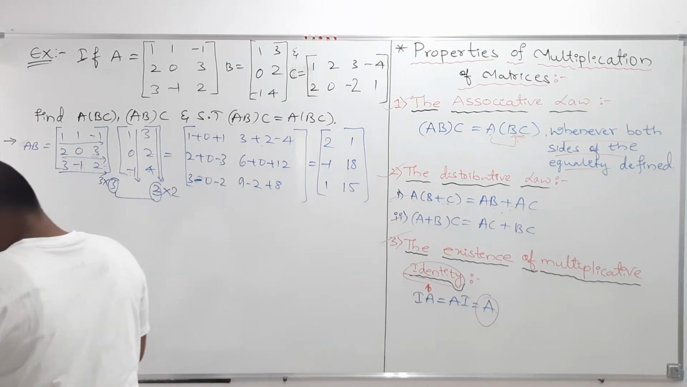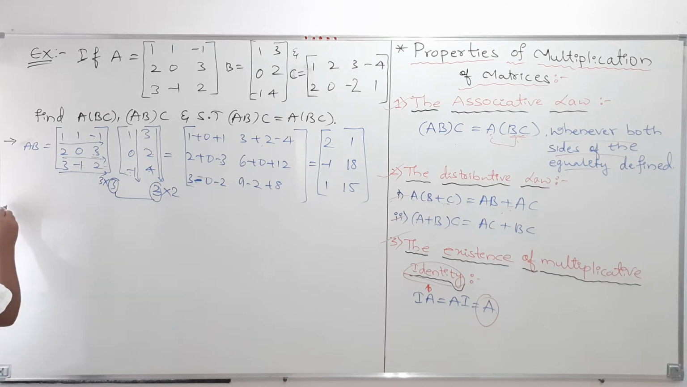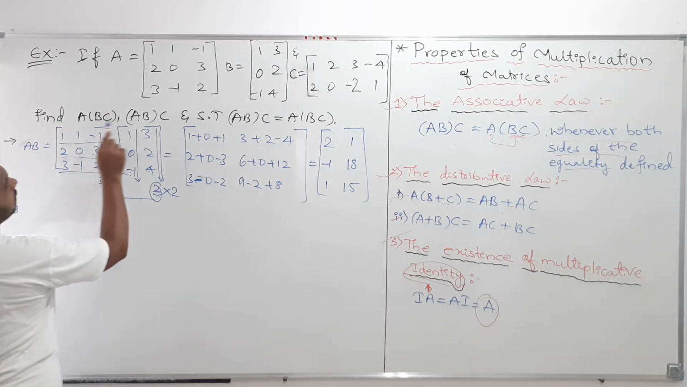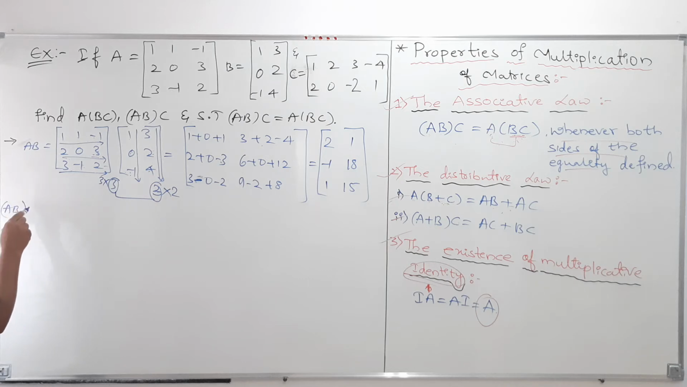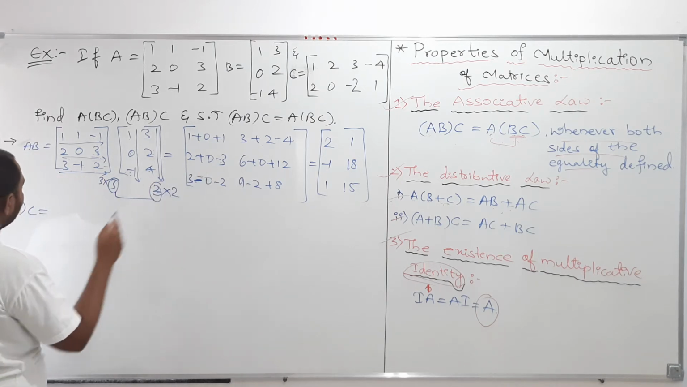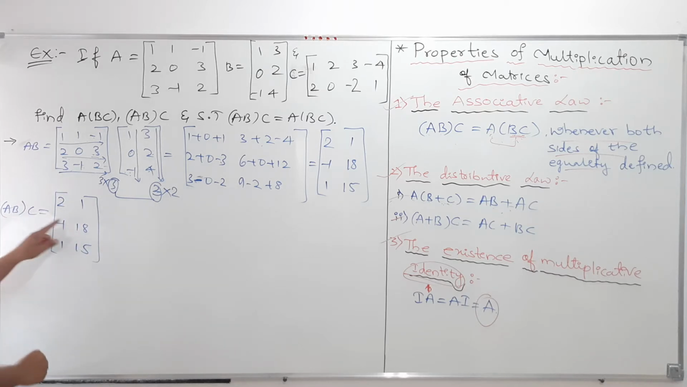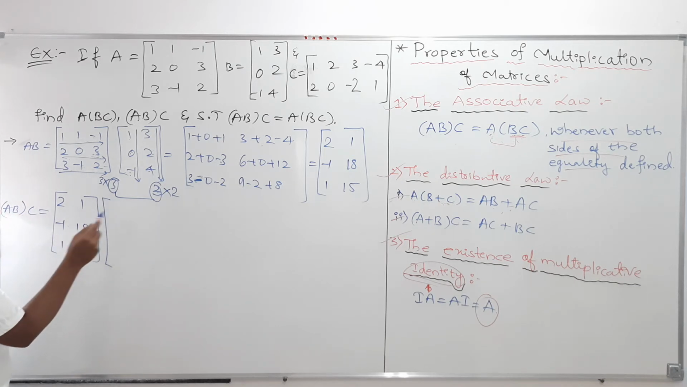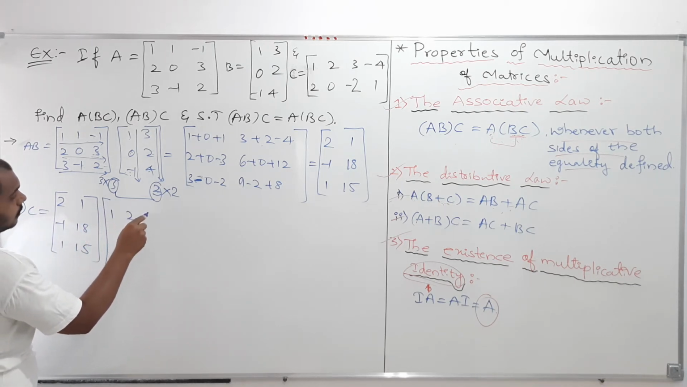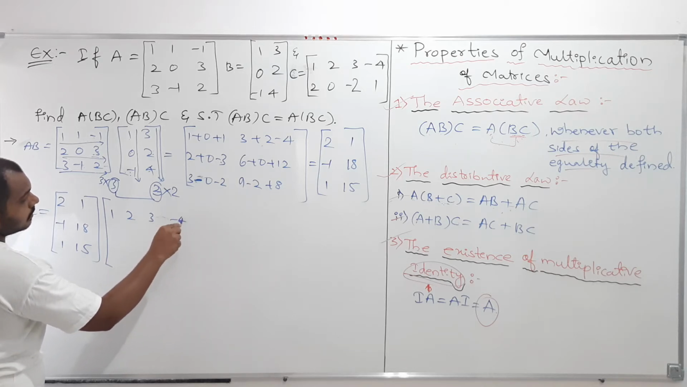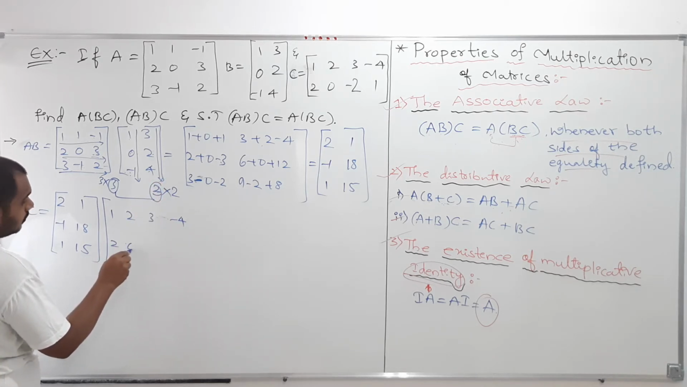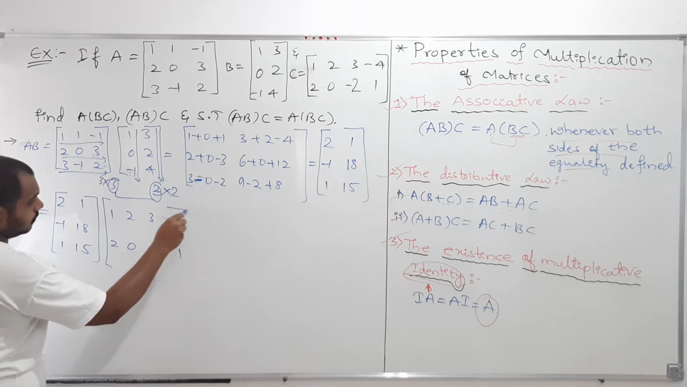Clear? Next, I will find, my dear students, AB into C, because I require the value of AB into C. So what is AB? The AB value is 2, 1, minus 1, 18, 1, 15. This is your AB value. AB into C: I should multiply this with C. So what is C? 1, 2, 3, minus 4, 2, 0, minus 2, 1.